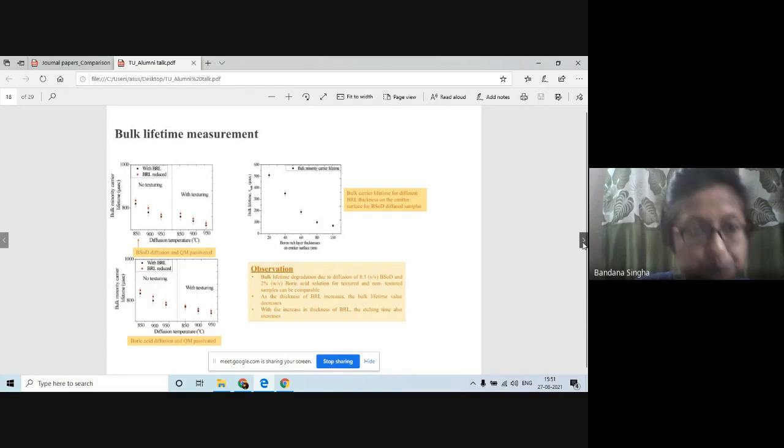So we could see that the bulk lifetime decreases when we increase the diffusion temperature, and the bulk lifetime for the textured surface is even lower. And also the bulk lifetime of the sample decreases with the increase in boron-rich layer thickness on the emitter surface. So this is how the bulk lifetime is affected with the increase in the thickness of the boron-rich layer.